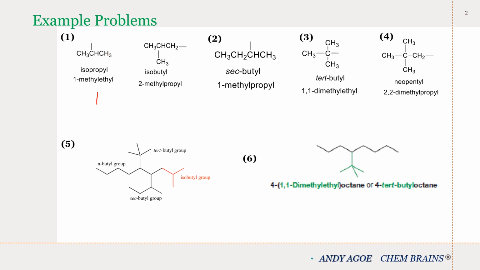Let's look at this structure. If we assume that this structure is part of the parent chain or cut off from the parent chain, therefore there is no carbon present here. So we have a carbon, and a carbon. For a carbon to be a primary carbon, it should be directly bonded to one carbon.